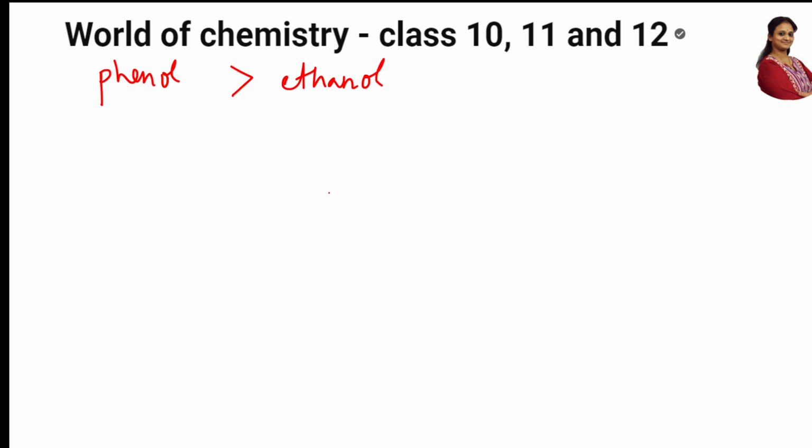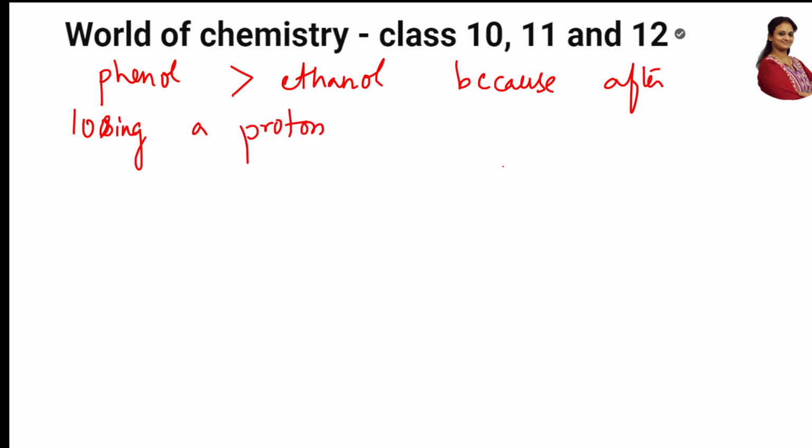Because phenol shows resonance. Correct. So what is happening after phenol starts giving that, I have to write in these terms. This is because of losing a proton. First of all, you will start writing: phenol is more acidic than ethanol because, after losing a proton, you can write exactly like this in the exam. Release of proton is nothing but acidic nature, no?